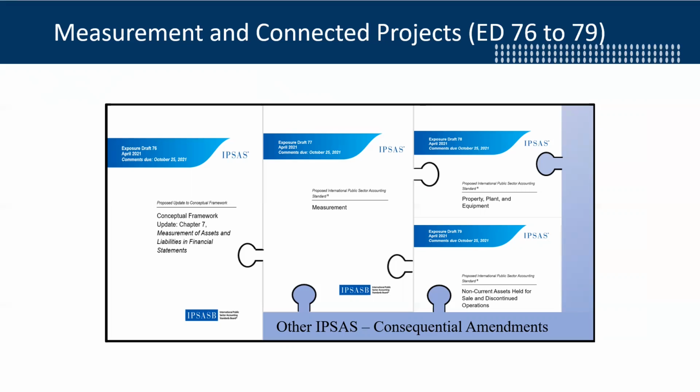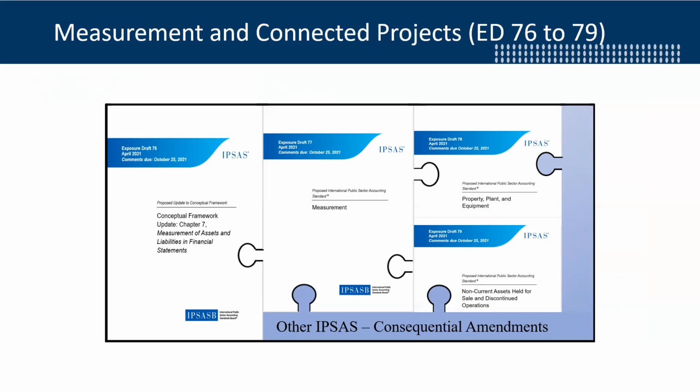On the bottom right, Exposure Draft 79, non-current assets held for sale and discontinued operations. This project was identified as part of the measurement project as a gap in the IPSASB's literature that can be filled through a narrow scope alignment project with the equivalent IFRS standard. Again, these 4 exposure drafts were issued as a package in order for constituents to consider the proposals holistically. And as a result, all 4 exposure drafts were given the same exposure period. ED 77, 78, and 79 do include consequential amendments, and that is the link to the broader suite of IPSAS.